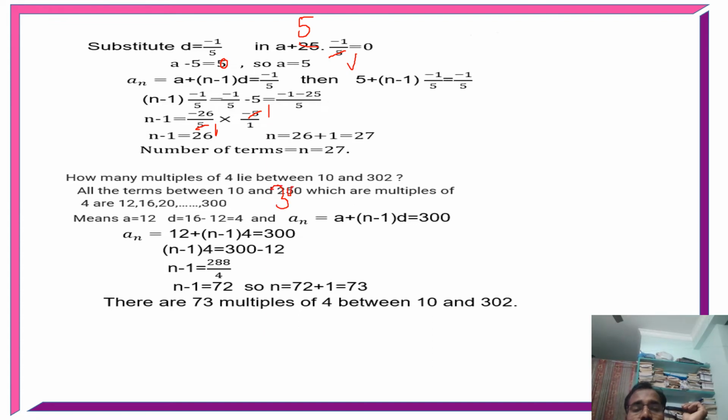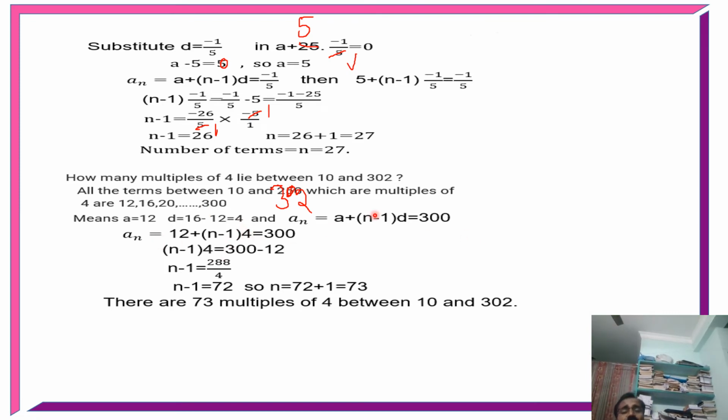So what are the multiples of 4? Let us see. After 10, 10 is not a multiple of 4, 11 is not. So 12, 16, 20, and so on. 302 is not a multiple of 4. We should take less than 302, that is 300. So the A value is 12, the D value is 16 minus 12, which is 4, and the nth term is 300.